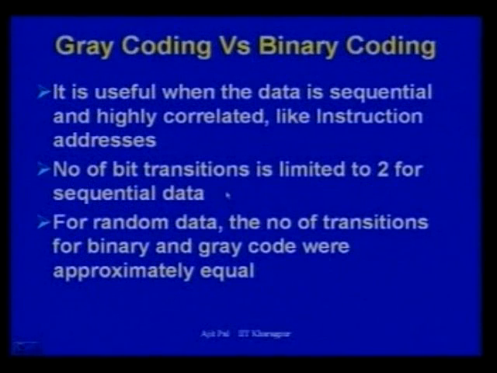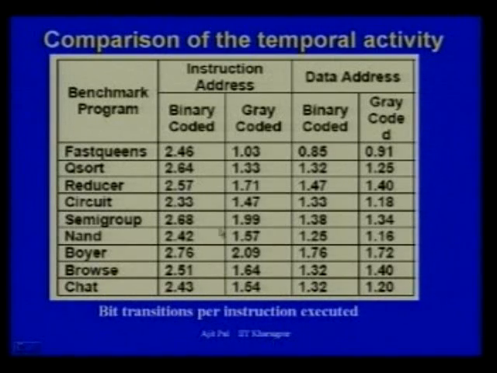Whenever you are executing a program, you store it in consecutive memory locations until you have a branch, subroutine call or jump. In such cases, there will be significant reduction in power dissipation if you use gray coding. Particularly it is useful when data is sequential and highly correlated, like instruction addresses on the address bus. A simulation was performed with different programs, showing the number of bit transitions per instruction executed.